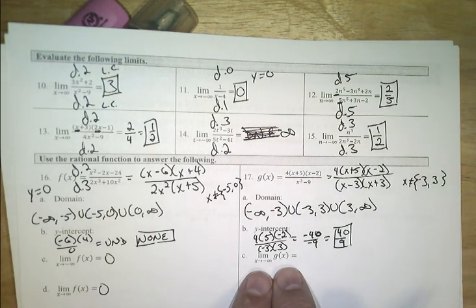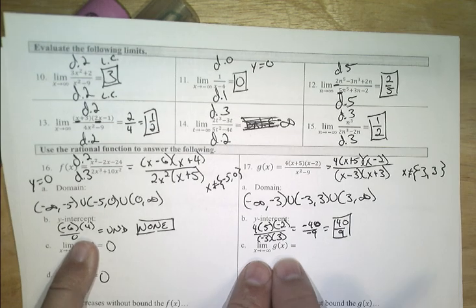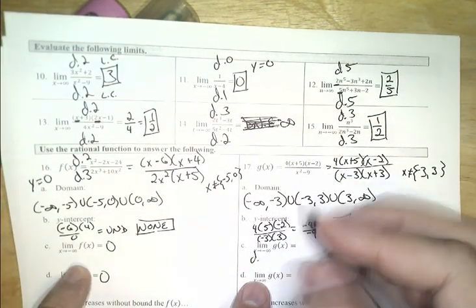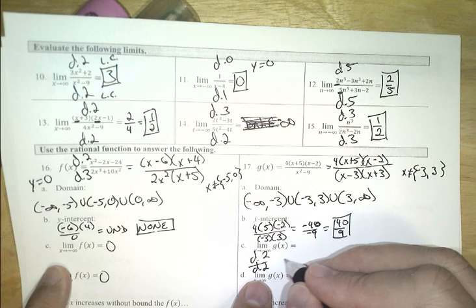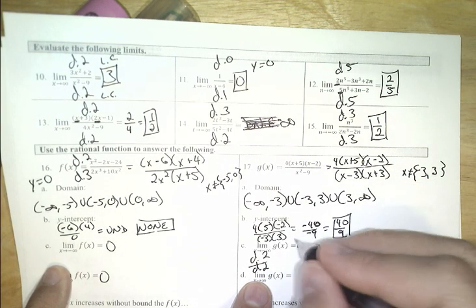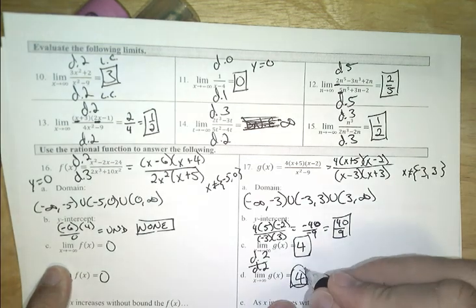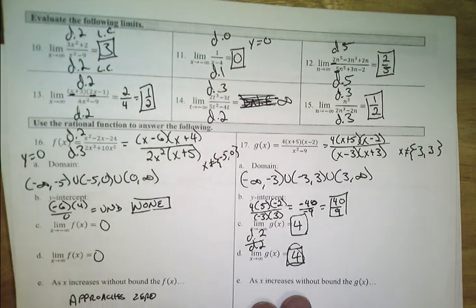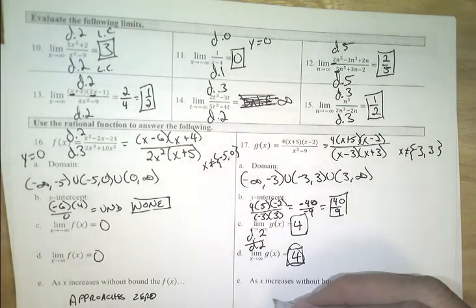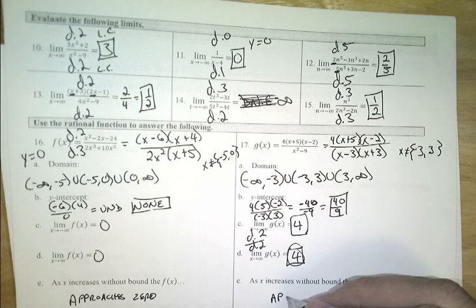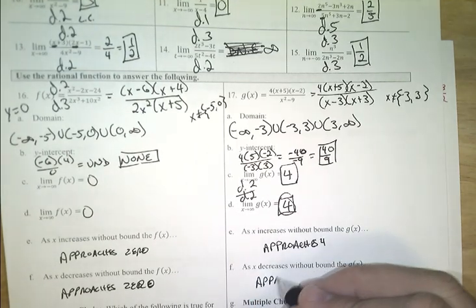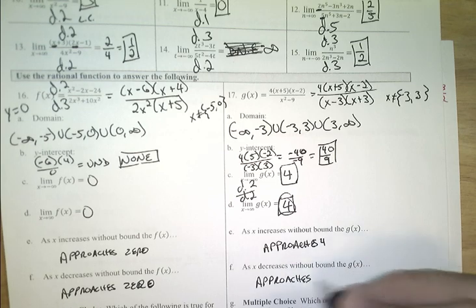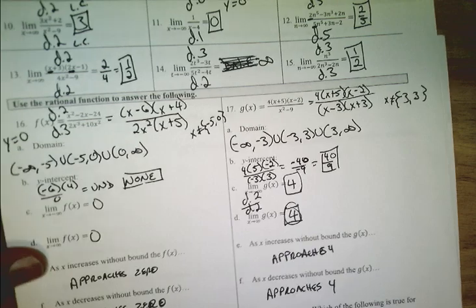The limit as we approach -infinity, well, the degree on top is 2. Degree on bottom is 2 as well. So that means it should be leading coefficient over leading coefficient, which is 4 over 1. So it should be 4 there and 4 here. As x increases without bound, g of x approaches 0. Not approaches 0, approaches 4. As it decreases without bound, the function approaches 4 as well. And then finally, multiple choice.